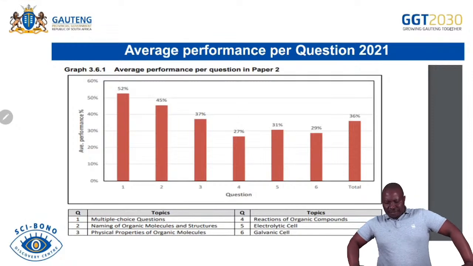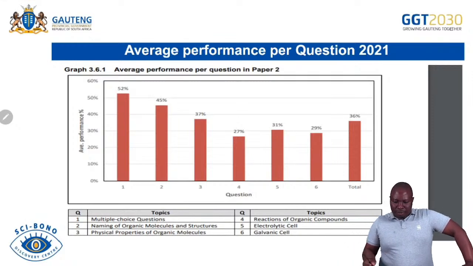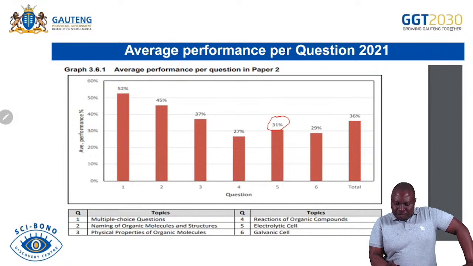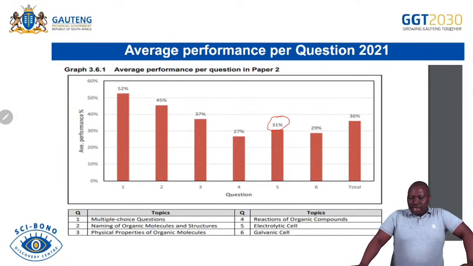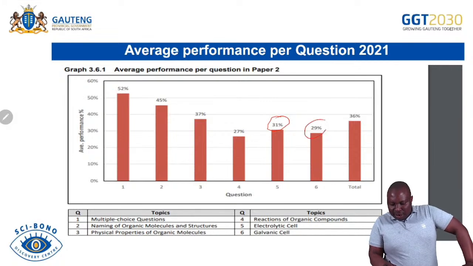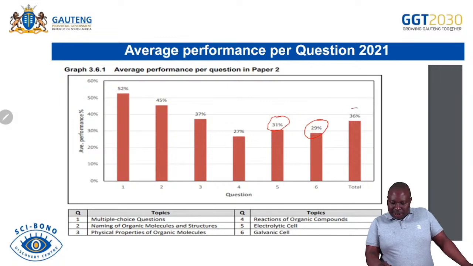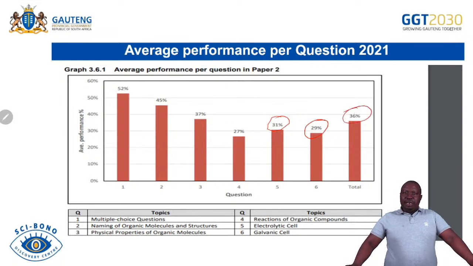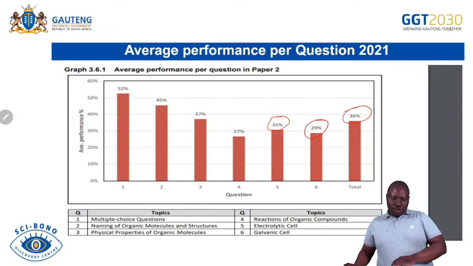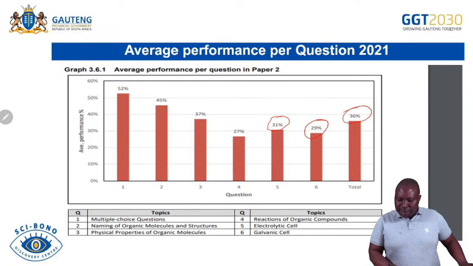Look at question 5 there. We're at 31% performance nationally in question 5. Remember, that is electrolytic cell. And then galvanic cell was 29%, and the total average was 36%. So during these prelim exams that we are preparing for, we're looking forward to you being able to prepare and get better marks.